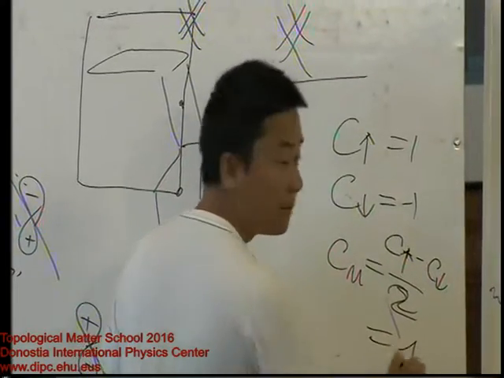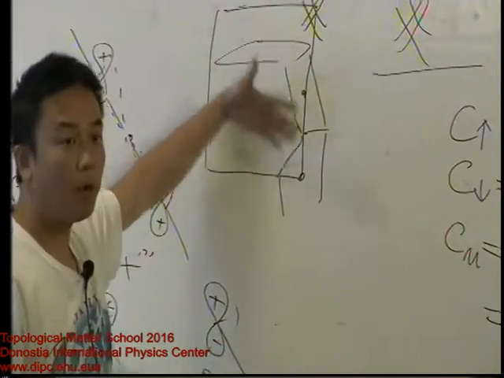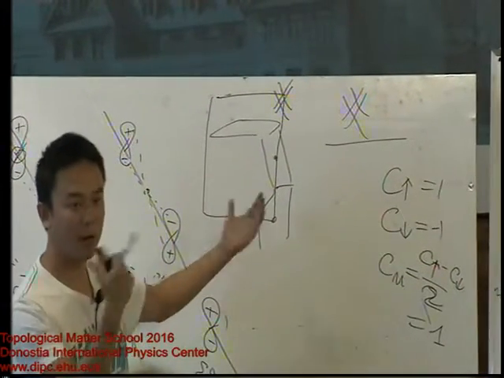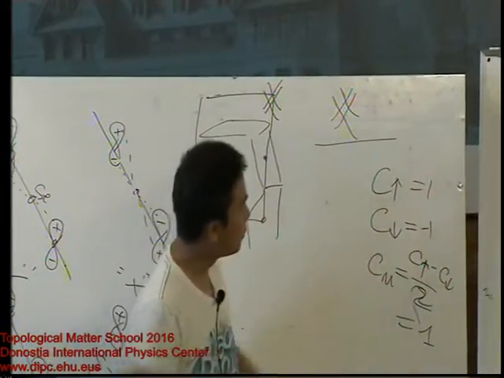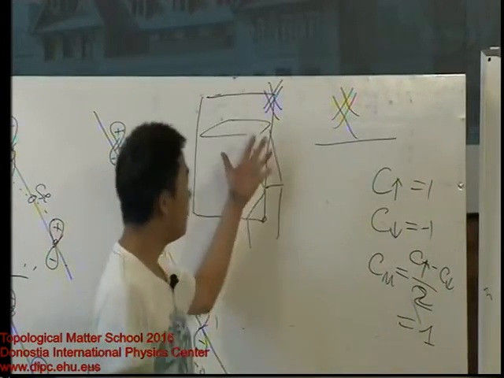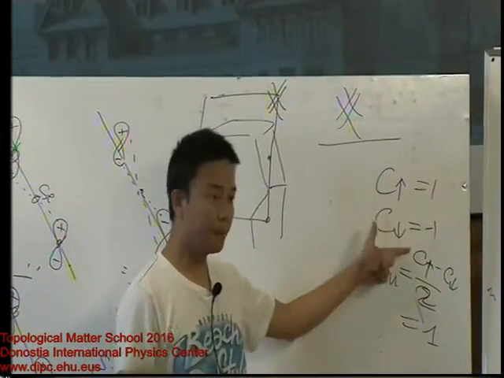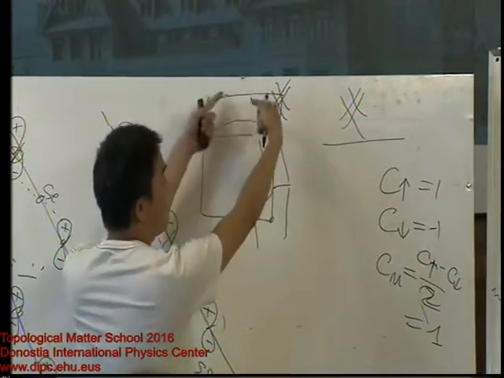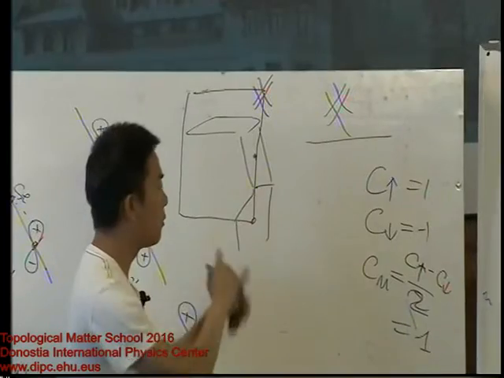Yeah, you will get 1. But this is only well defined in this plane. Go away from this plane, you lose the symmetry. Up and down are not a good quantum number anymore. Then this number guarantees that when projected to this plane, you should have a pair of crossings.